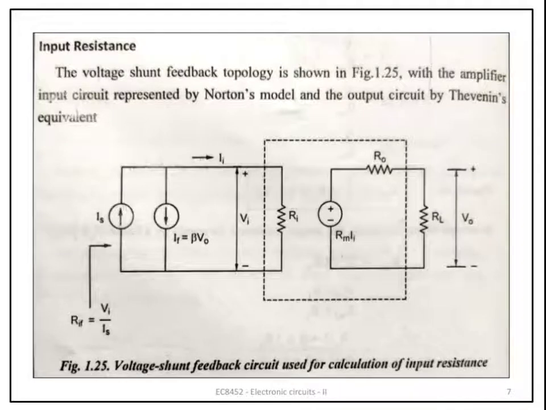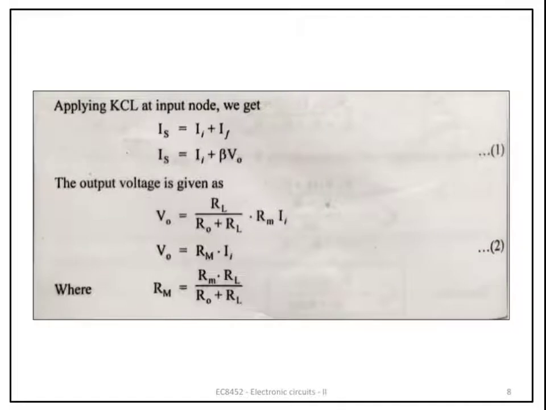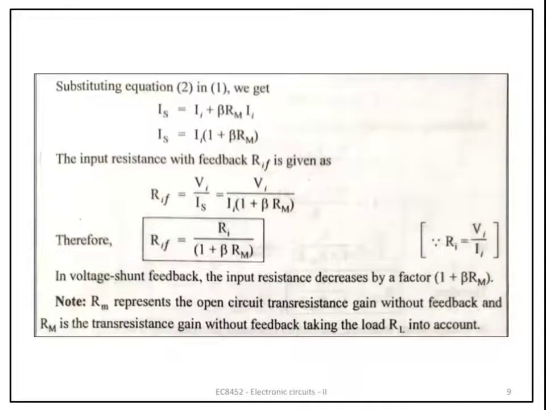Input resistance. The figure for the voltage shunt feedback circuit used for calculation of input resistance is given. The voltage shunt feedback topology is shown with the amplifier input circuit represented by Norton's model and the output circuit by Thevenin's equivalent. Applying KCL at the input, we get equation 1, that is Is, and equation 2, that is V0. By using these equations, we get Rif, that is Ri by 1 plus beta Rm, where Ri is equal to V upon I, that is Ohm's law.